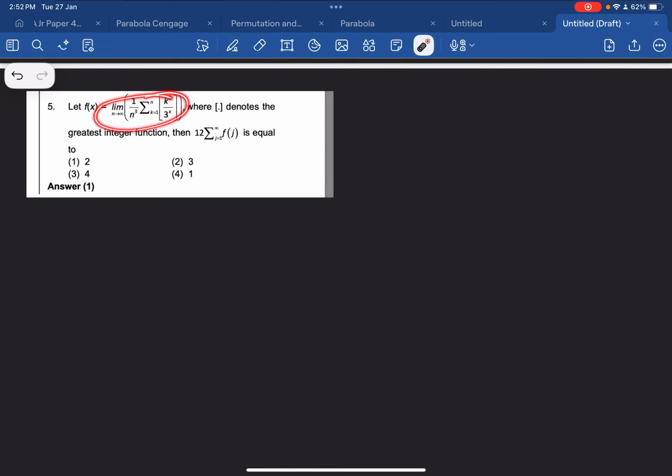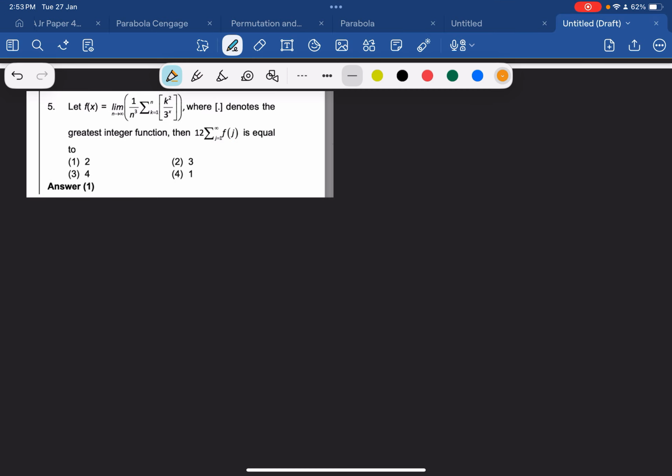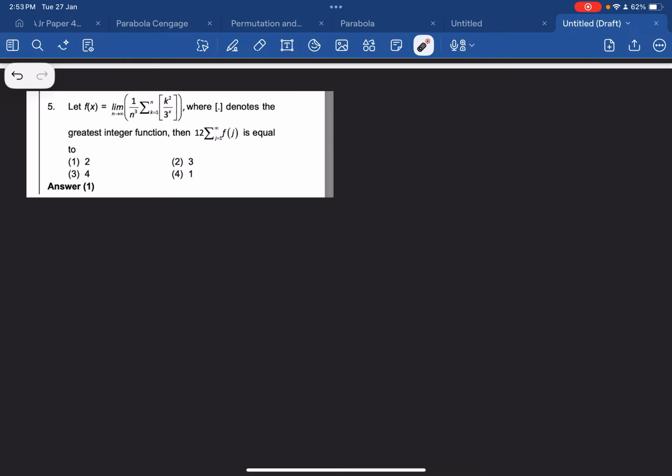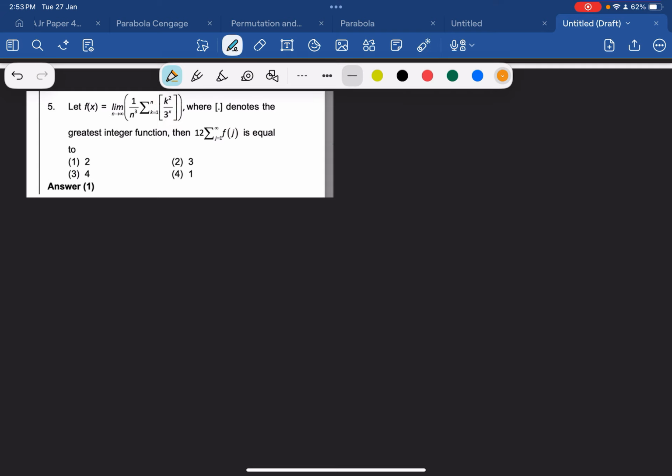So they are talking about f of x being this limit. So what is the value of this one we are going to have now? Do one thing. First, let us try to solve this greatest integer function. We know that the greatest integer function can be written with the help of x equal to greatest integer of x plus fractional part of x.